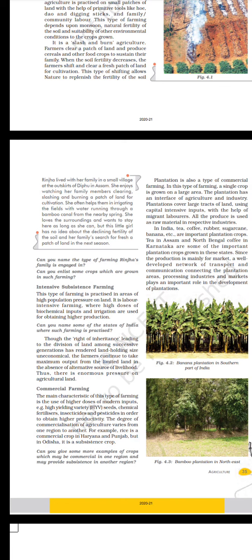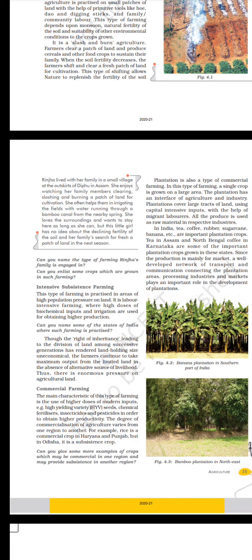Can you give some more examples of crops which may be commercial in one region and may provide subsistence in another region? Plantation. Plantation is also a type of commercial farming. In this type of farming, a single crop is grown on a large area.